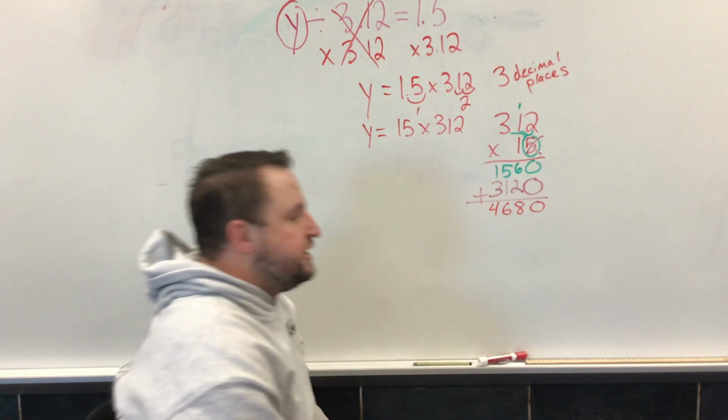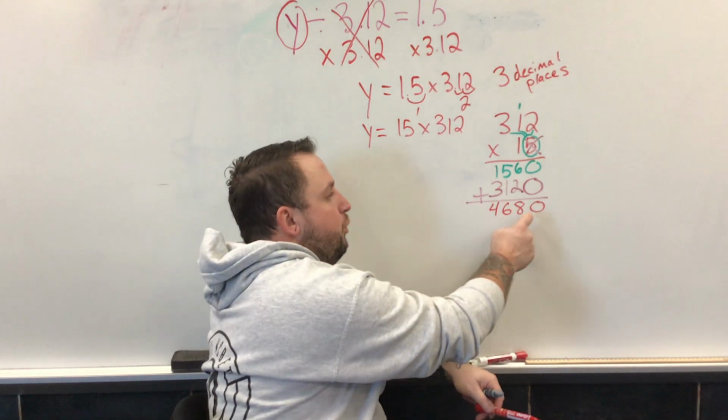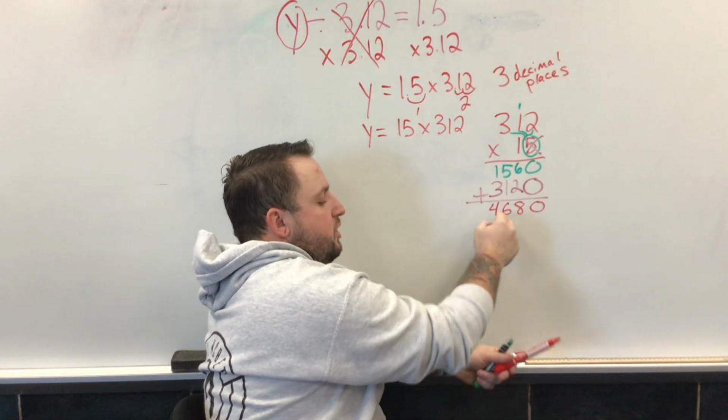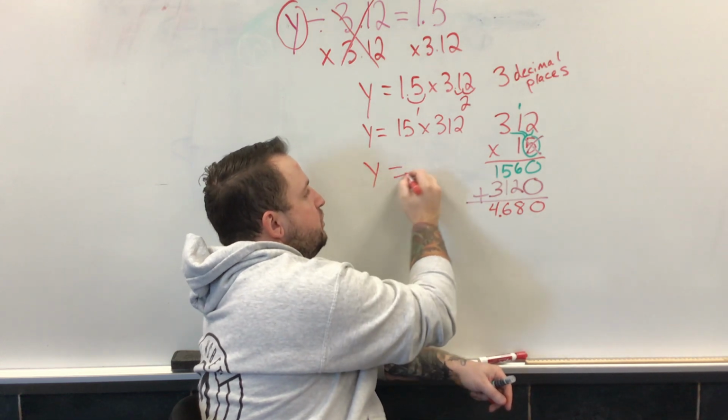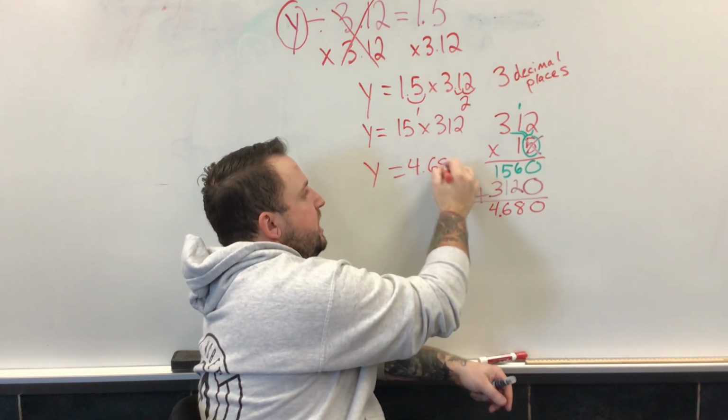We have 3 decimal places, so we go back in and we bring them in. We go 1, 2, 3. Our answer, y equals 4.680.